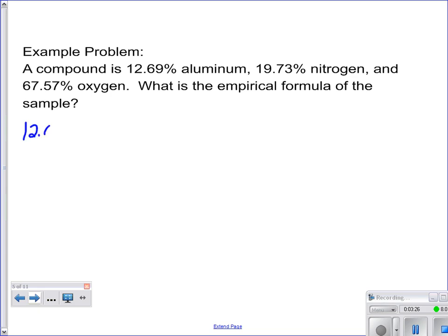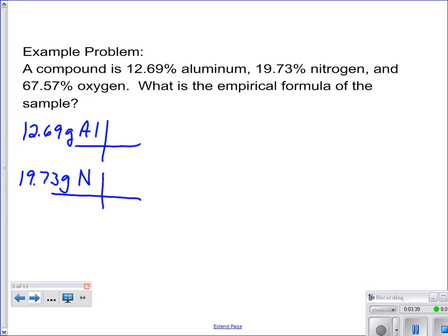So we've got 12.69 grams of aluminum that we're starting with, and 19.73 grams of nitrogen. I know I've been stressing diatomics, but notice in this case, this is a compound that happens to have nitrogen and oxygen in it. Because of that, nitrogen's not by itself, oxygen's not by itself, so you don't do the N2 or O2. You just keep it as one simple element. And then finally, we also have 67.57 grams of oxygen.